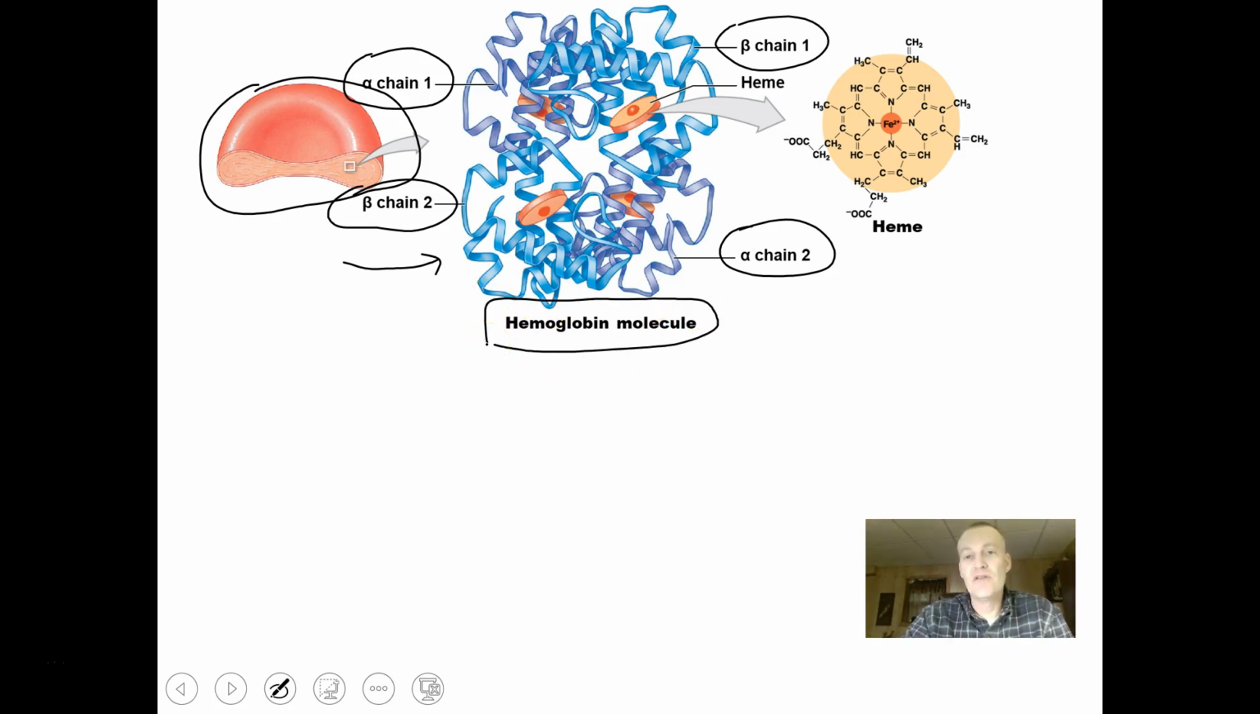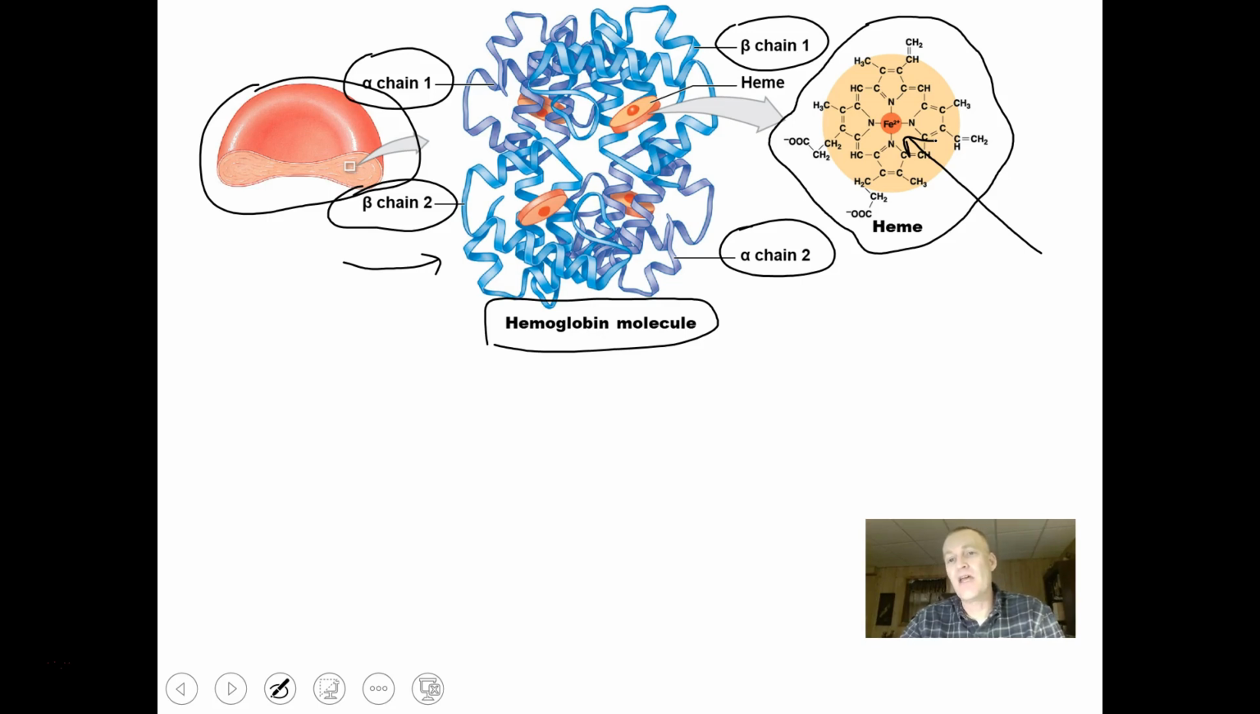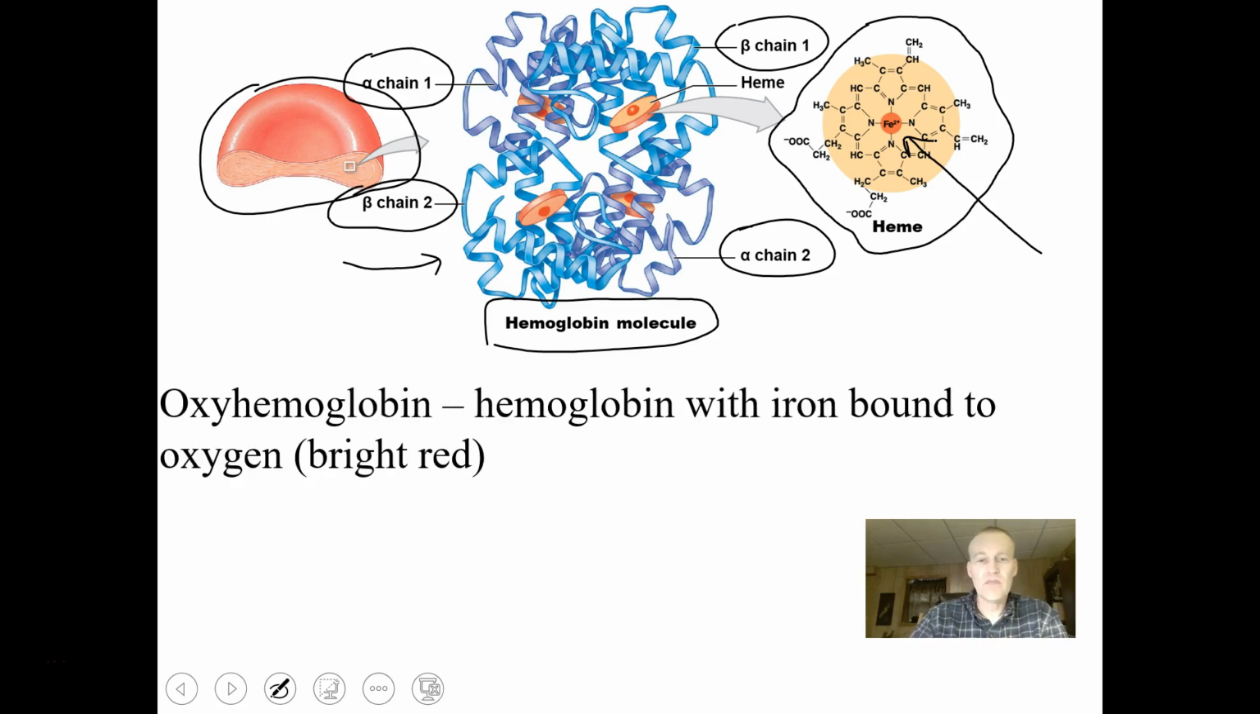Inside of each of the different chains, there is a really cool molecule called heme. Heme has in the center of it an iron atom, and that iron atom, in the way this thing is configured, makes it so that it very easily attaches to oxygen. It can also attach to carbon monoxide and other gases, but oxygen is the one that we really target with the hemoglobin molecule.